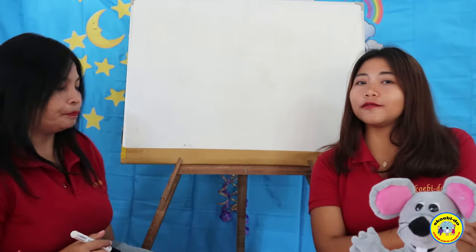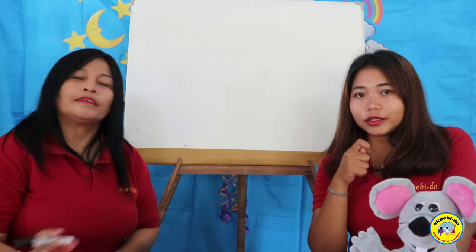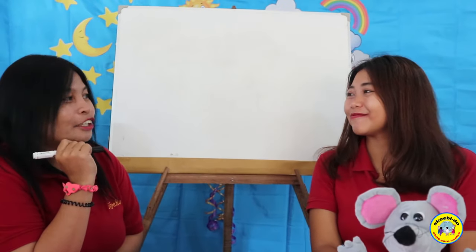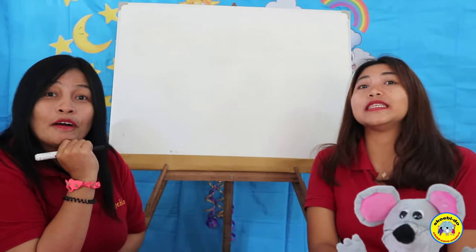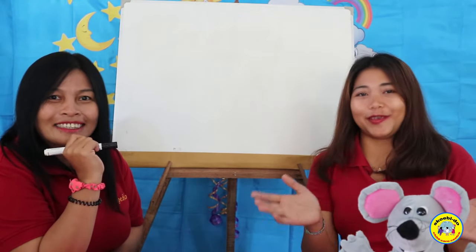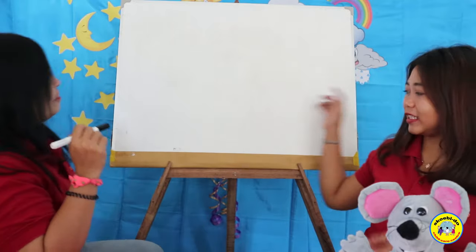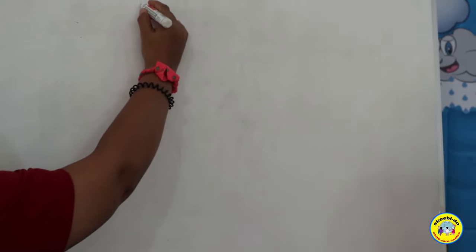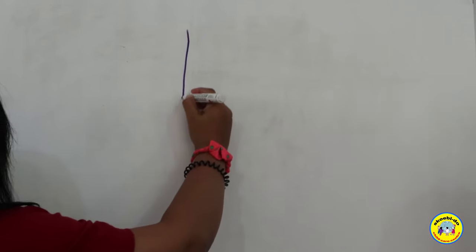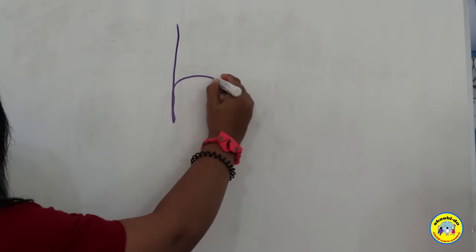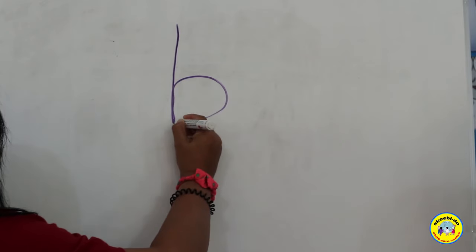And for you kids, you can try to write it down on paper. Ask your mommy or your daddy to help, or maybe your brother and sister can help you. All right. All eyes here on our board. We start from the top, make a straight line down, we go to the middle, make a curved line all the way to the bottom.